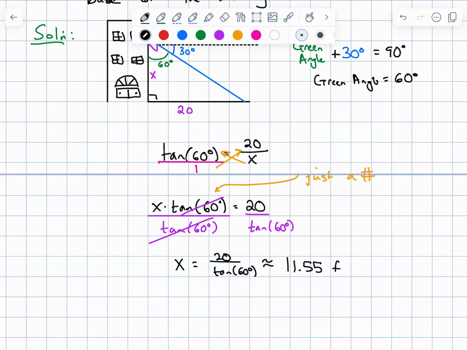And it's going to be feet. And once again, if you don't like dealing with that, you can always write the approximation of tangent to keep it as a number. Any questions on that? Okay.